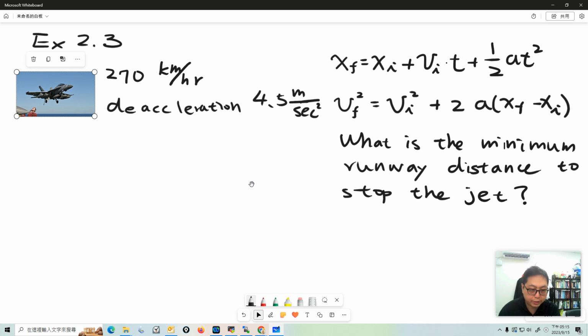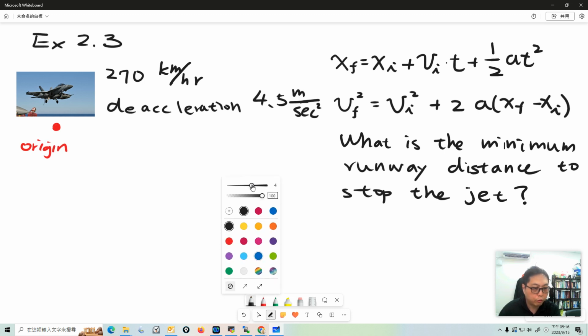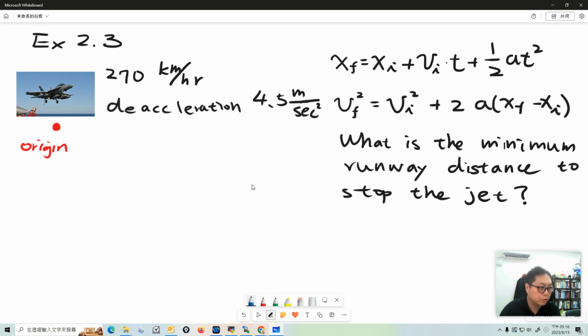For this problem we need to set up something first. First of all, we set the origin at the landing spot. Suppose the jet lands here, and we set the origin here. We are still talking about 1D kinematics, so the coordinate has only one direction. I call this the x direction, and the right-hand side is positive. I hope you understand this notation.